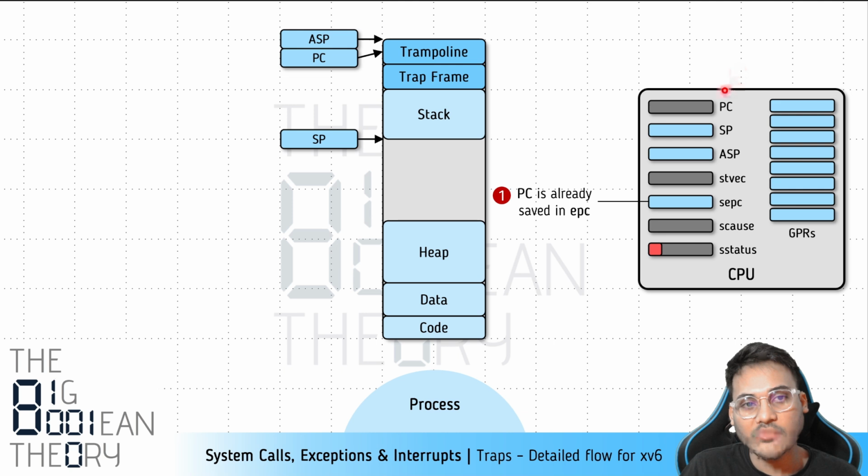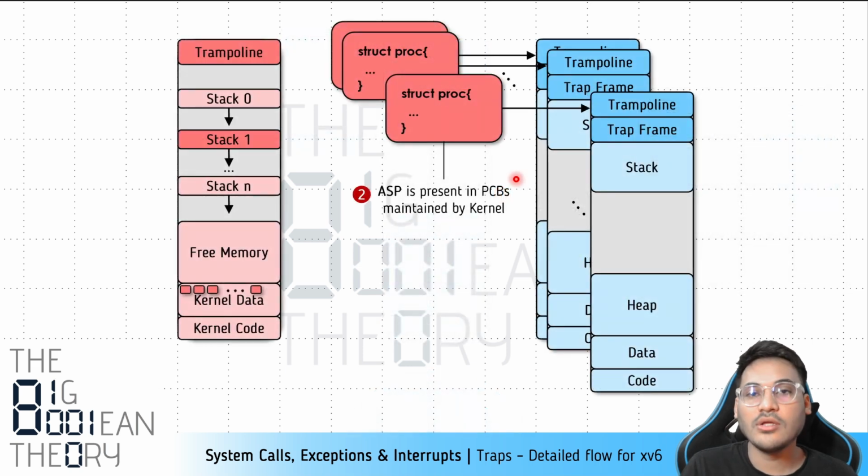Out of all these values, the program counter is already saved. Remember that before the trap happened, the program counter was somewhere here, executing some instruction in the code section. The address of that instruction was immediately saved by the CPU in the exception program counter register. So this is already done for you. Now let's talk about how we save the remaining registers, that is, address space pointer, stack pointer, and the GPRs. About the address space pointer, we do not have to save it.